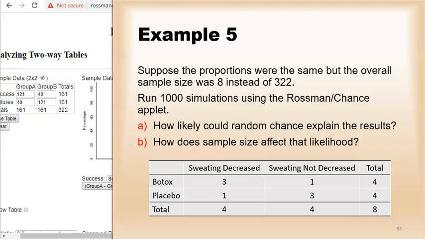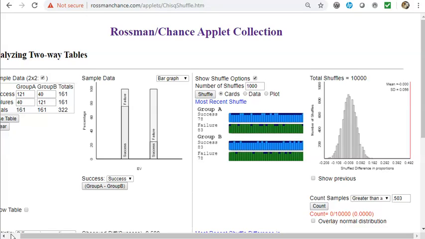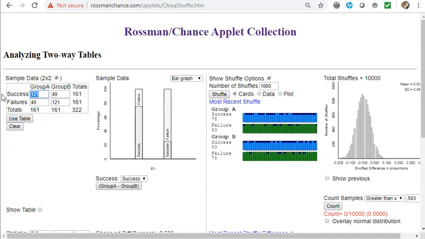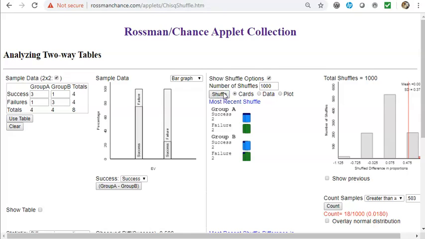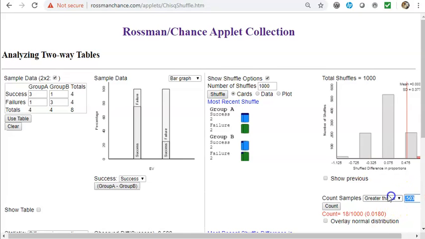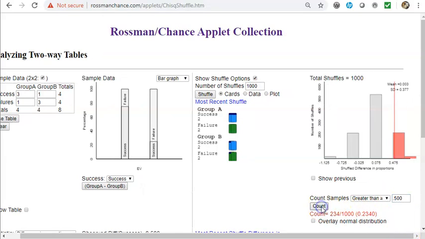Suppose instead we were to do the same results, except the sample size was 8 instead of 322. So what if instead I had 3, 1, 1, 3? So essentially the same proportions. You can see that this graph here looks pretty much the same. Observed difference 50%. I run 1,000, and I want to get 0.500 count. And in this case, it occurred about 23.5%, 23.4%.